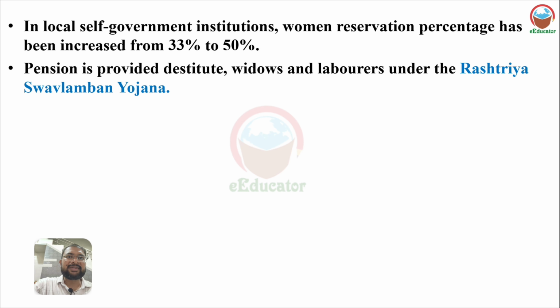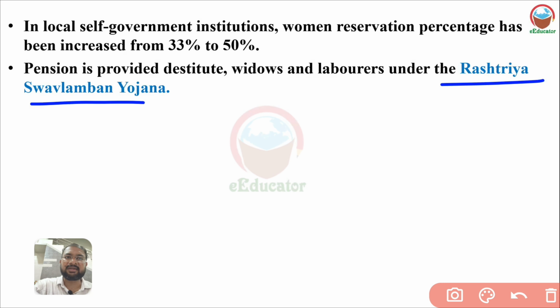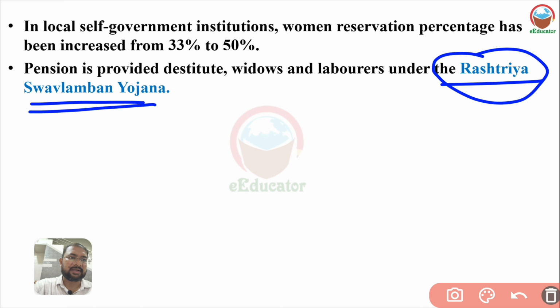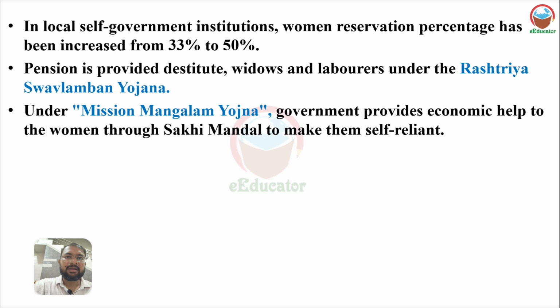Pension is provided to destitute widows and laborers under the Rashtriya Swavalamban Yojana. Those were the poor, destitutes. Okay, the women are there, widow women are there. They have been provided pensions under the Rashtriya Swavalamban Yojana.